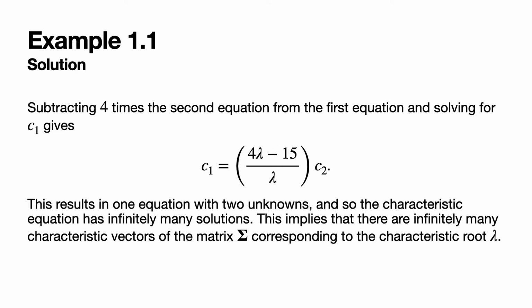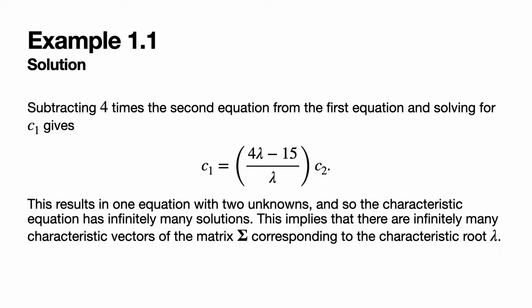So we're going to subtract 4 times the second equation from the first equation and then solve that for C1. And if we do that, we get C1 in terms of C2 as well as lambda. And so the equality we have is C1 is equal to the quantity 4 lambda minus 15 all over lambda times C2. So this results in one equation with two unknowns.